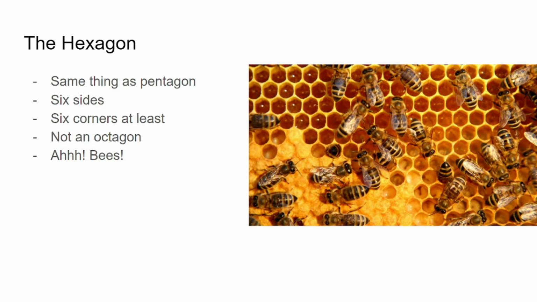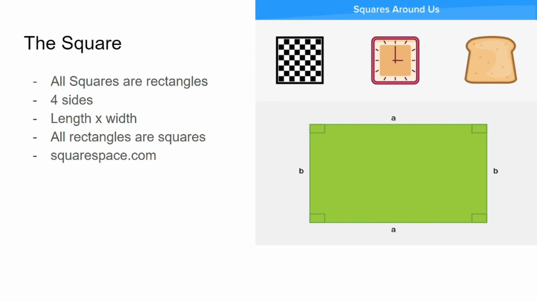The hexagon. Same thing as a pentagon. 6 sides, 6 corners, at least. Not an octagon. Not what you said. Bees. The square. All squares are rectangles.